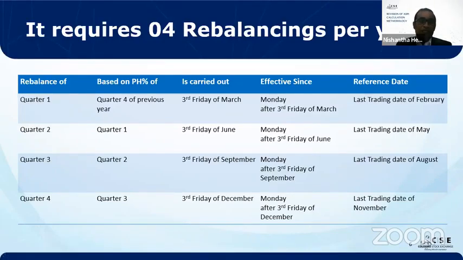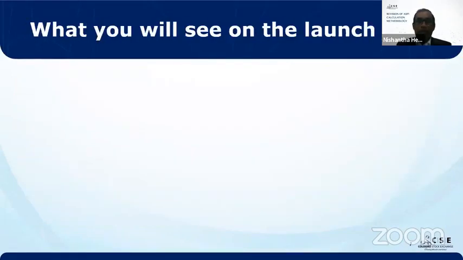Likewise, the rest of the table is self-explanatory, and this is how the rebalancing would take place, so that there would be 4 rebalancings in each year.